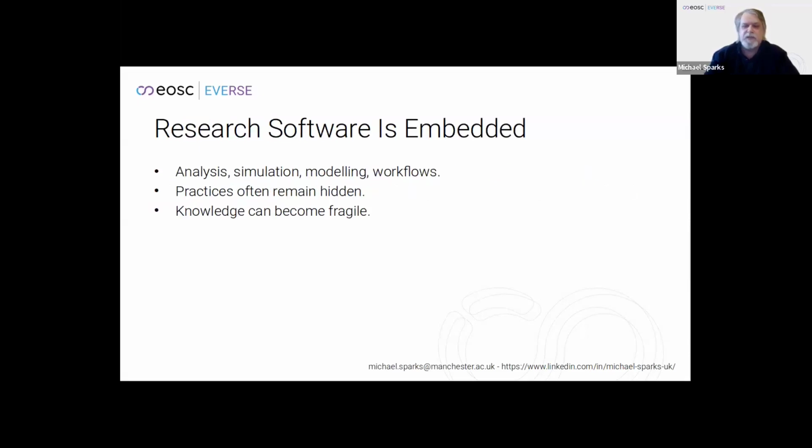Research software itself is often deeply embedded in the scientific process. It performs analyses, transforms data, runs simulations, generates models, or glues together entire workflows. Yet despite being essential for research outputs, software practices often remain hidden, stored in the memories of a number of different people, scattered in documentation or in isolated code comments. And when that happens, the knowledge we rely upon is more fragile than we think.